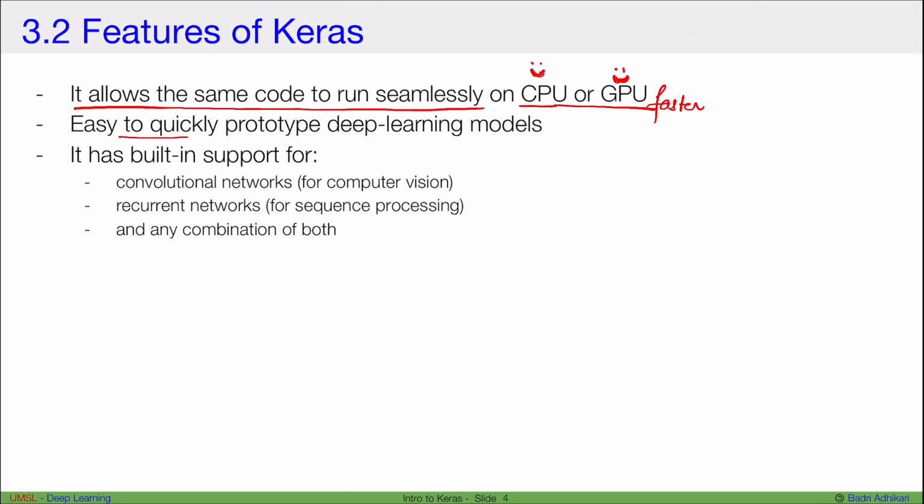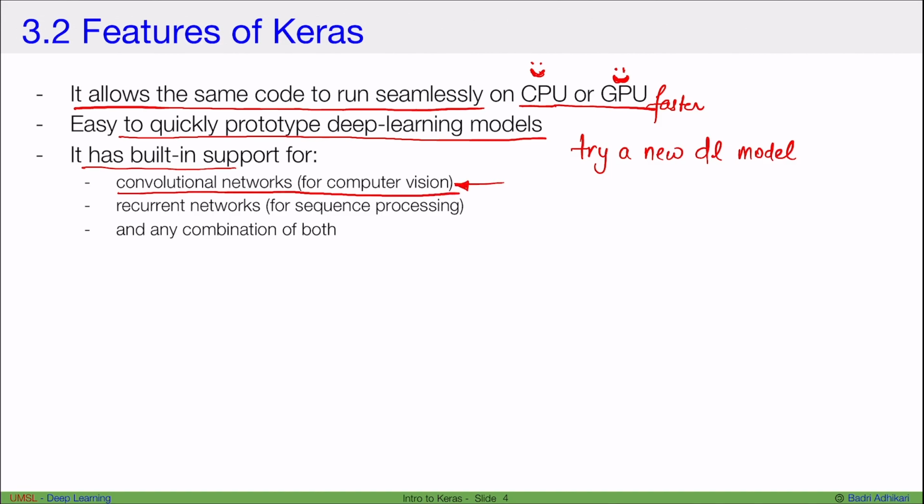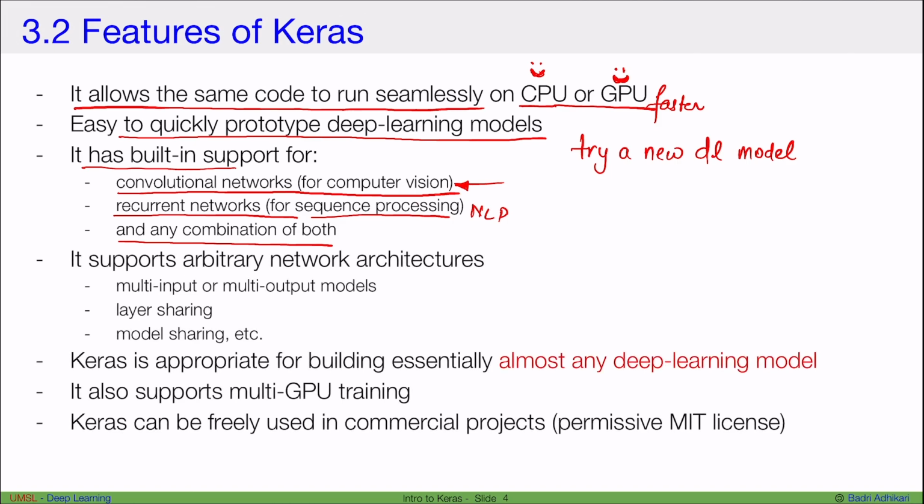It allows you to very quickly prototype deep learning models. So you want to try a new model. Let's say I want to try a new deep learning model. Then I can very quickly do this using Keras. It has built-in support for convolutional neural networks for computer vision. This will be the focus of our course as well. Recurrent neural networks for sequence processing, like natural language processing, and any combination of both.